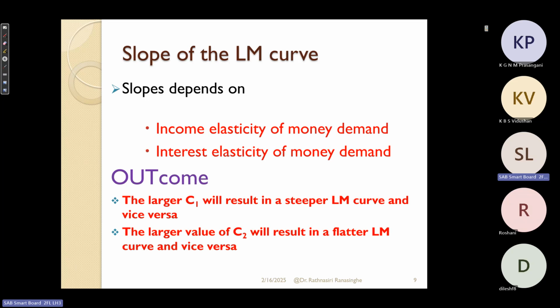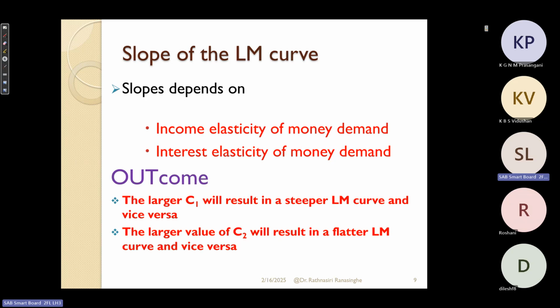So when we talk about the LM curve, it's mainly the money demand and the money supply. The money supply is exogenous, that's why we take it as vertical, since it's the monetary policy area. So the more influential factor on the LM curve is the money demand. Therefore, the slope mainly depends on the money demand.